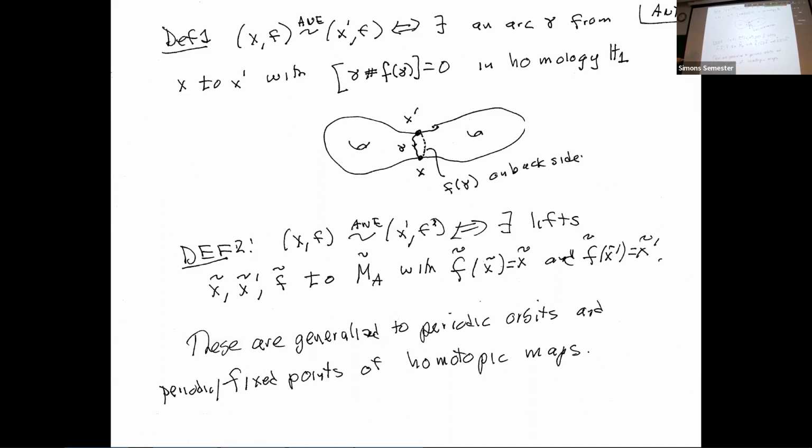Now you have to be careful. If you have fixed points here, this arc and this arc, their union is 0 in homology. So these things are abelian Nielsen. Whoa, okay, gotta watch that.